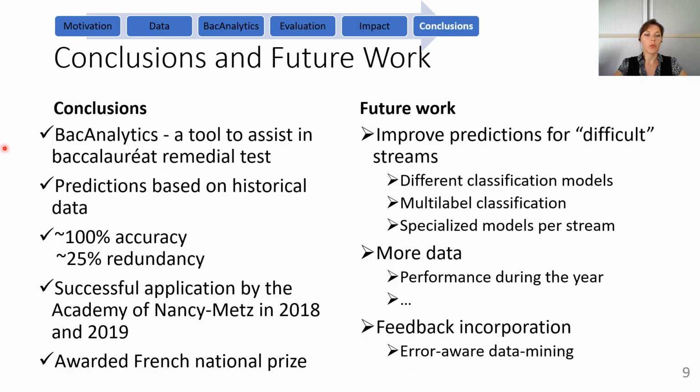To sum up, in this work we present BacAnalytics, a tool to assist in baccalaureate remedial test organization. This tool is based on historical data and it can achieve almost 100% accuracy with approximately 25% of redundancy. It was successfully used in the years 2018 and 2019, and it was awarded a French National Prize. However, the evaluation results show that the results can probably be improved. In particular, in the future, we would like to concentrate on the difficult cases by building more specialized models, by using more data, and by incorporating feedback both from the model and the users.